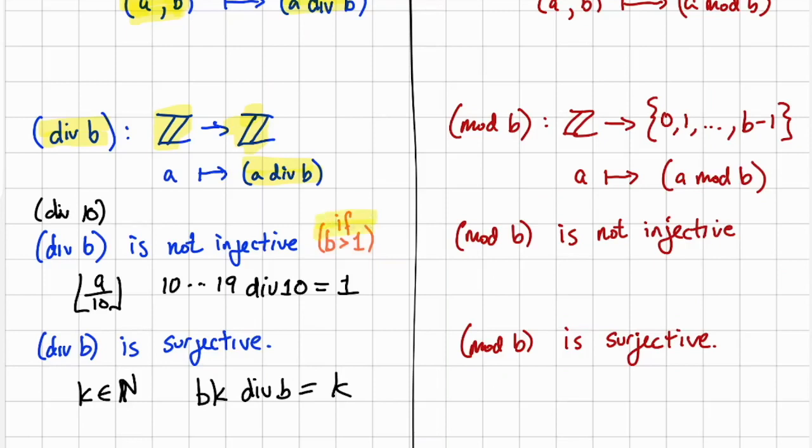Do note that when b is equal to 1, that's a special case. a div 1 is always equal to a, and so that would be an injective function.